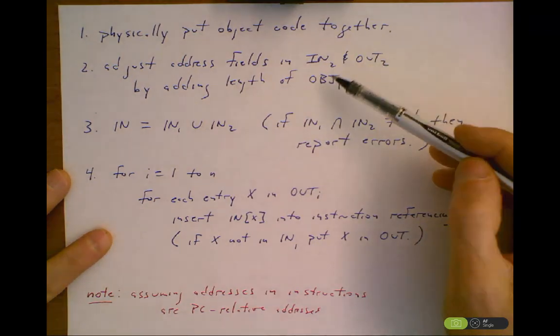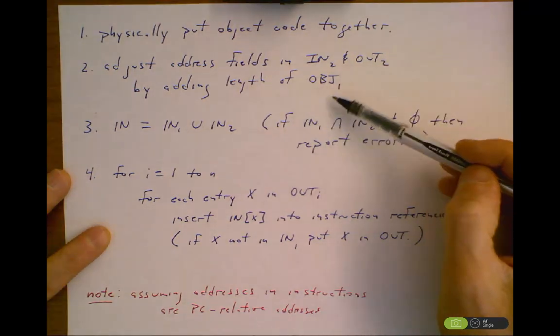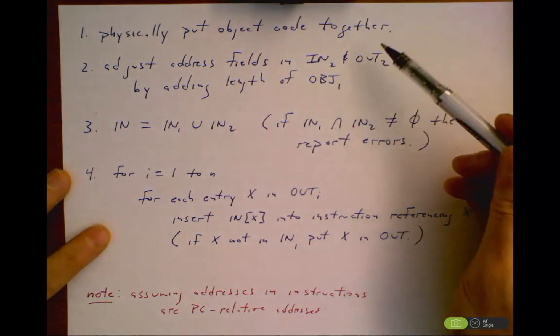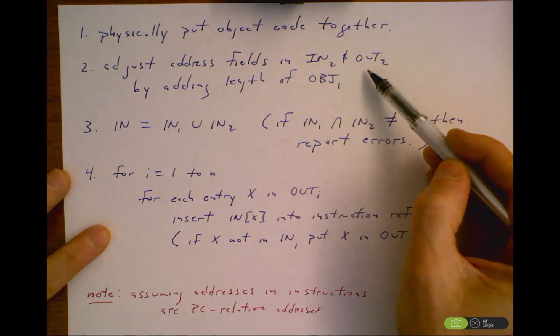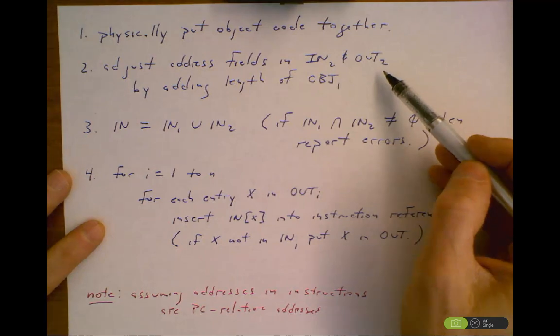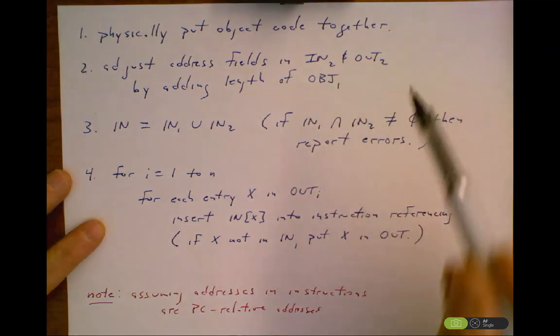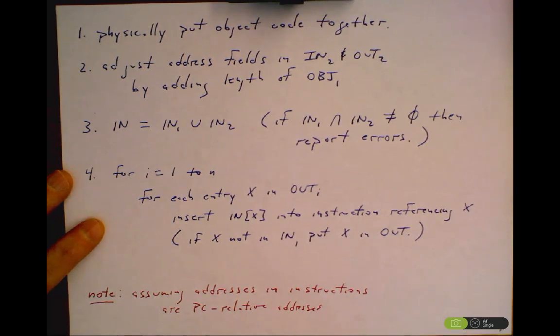We have to adjust the address fields in in to and out to by adding the length of object 1. So again, I'm not talking about addresses inside the program at the moment. I'm talking about addresses in the in symbol section and out symbol section. Again, those addresses are usually relative addresses. They talk about things relative to the beginning of the object code inside the file.